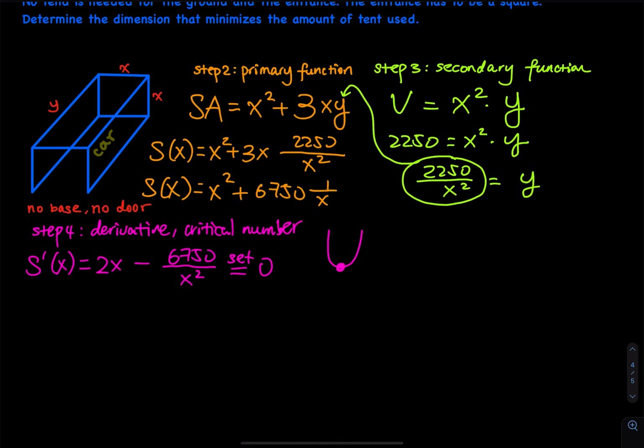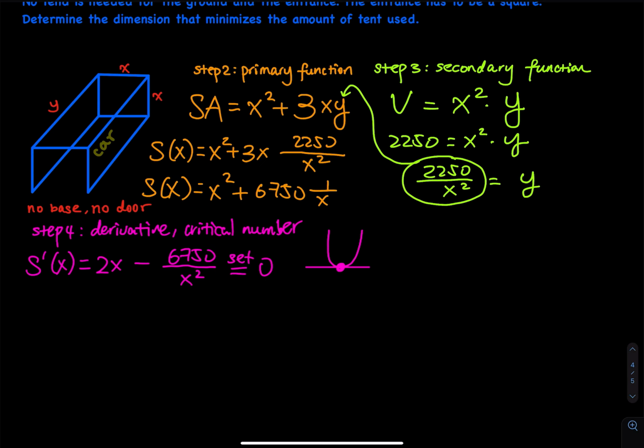Which is this point over here. So why set that equal to 0? Because this point is the minimum. At this point, we have a horizontal tangent line. Horizontal tangent line means the slope is equal to 0. So this is a critical number. As long as you can prove decreasing, increasing, then this point is a minimum.